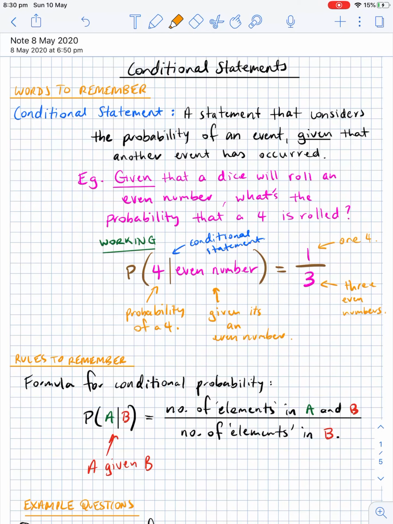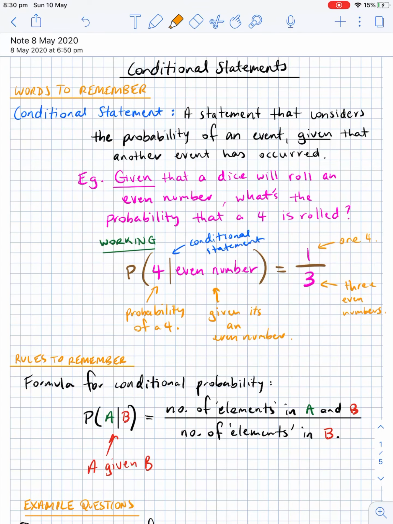So we can see that we've got the probability of a 4, like we want to know the probability that a 4 is rolled, given this line here. That means it's a conditional statement. After the line shows you what condition is being placed on this question. So we're given that it's an even number. That's definitely going to be the case.